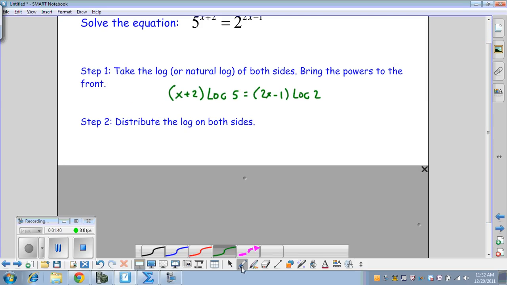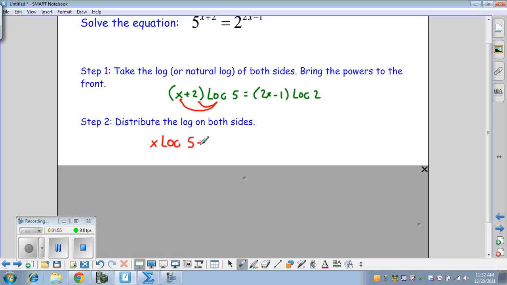Step 2 is going to be to distribute the log on both sides. So I'm just using the distributive property here to multiply to both terms. What that's going to give me on the left is x log 5 plus 2 log 5. And if I do the exact same thing on the right side, I'm going to get 2x log 2 minus log 2.